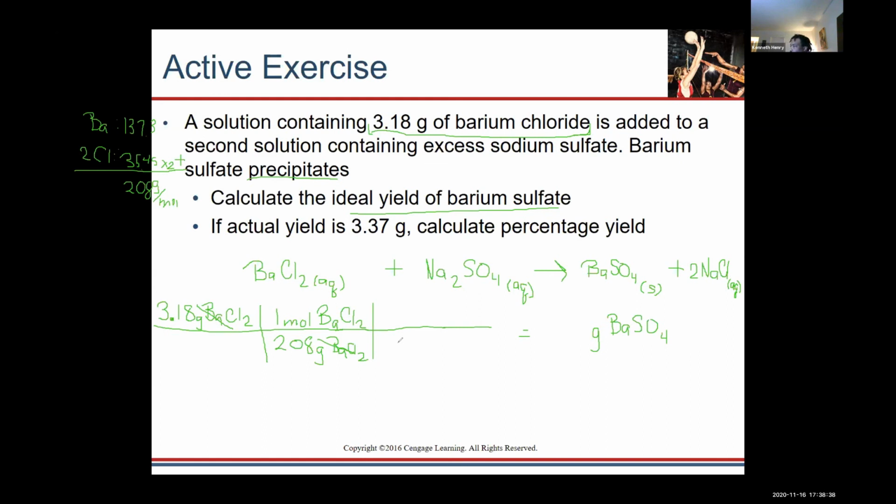You find the molar mass of barium sulfate. Right now I have moles of barium chloride. So on the equation, you have 1 mole of barium chloride to 1 mole of barium sulfate. Okay, 1 mole of barium chloride, and that's going to give me 1 mole of barium sulfate.